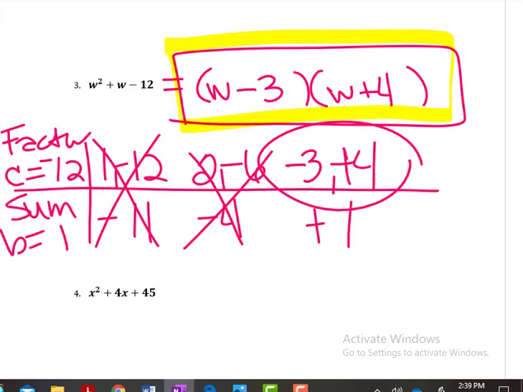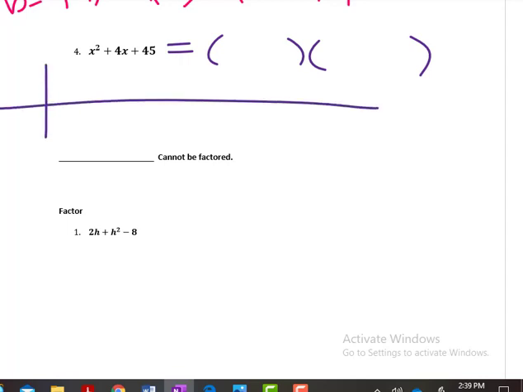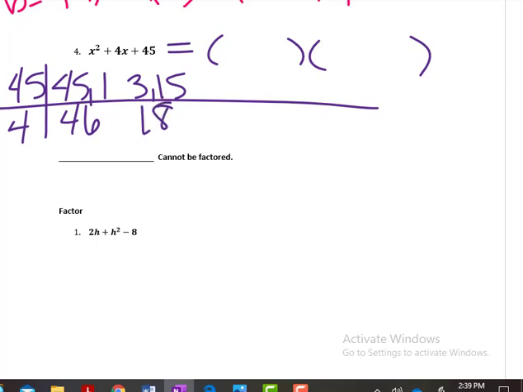All right, let's take a look at number 4: x squared plus 4x plus 45. Well, here it is in descending order. I cannot take a greatest common factor out. So here's my answer area. I look for the factor pairs of 45 that add up to 4. With 45, the factor pairs are 45 and 1, where the sum is 46, and 3 and 15, where the sum is 18. Those are all of the factor pairs of 45.